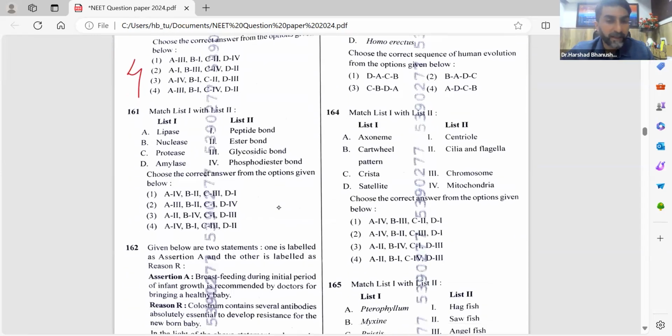Next one would be lipase. Lipase is responsible for formation of ester bonds. So A would be 2. Nuclease is phosphodiester. Protease is peptide bond. Amylase is glycosidic bond. So it will be 2413. 2413 would be option number 3.